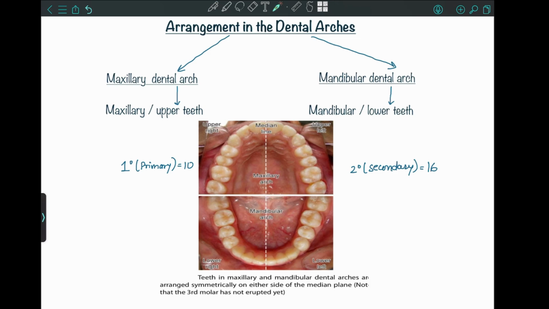Furthermore, the teeth in each arch are arranged symmetrically on either side of the median plane. The median plane divides each dental arch into left and right quadrants. There are 4 quadrants in the oral cavity, namely the upper right, upper left, lower left and lower right in a clockwise direction. All the 4 quadrants carry an equal number of teeth in absence of any pathology. The corresponding teeth on the left and right side of the dental arch are mirror images with similar size and form.